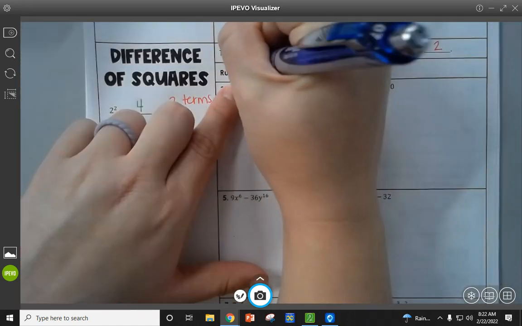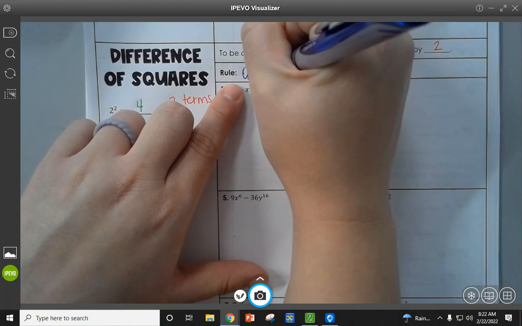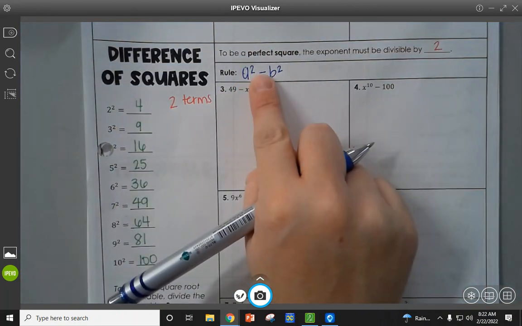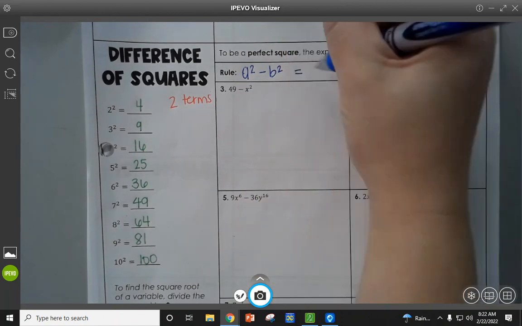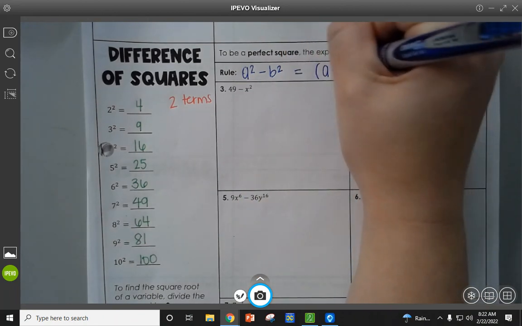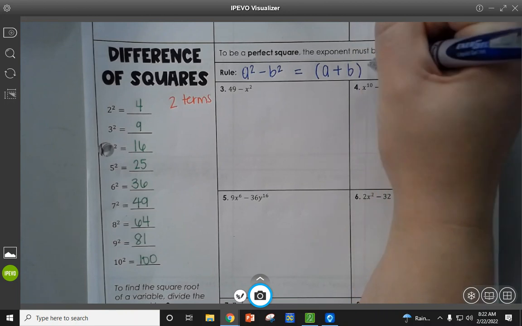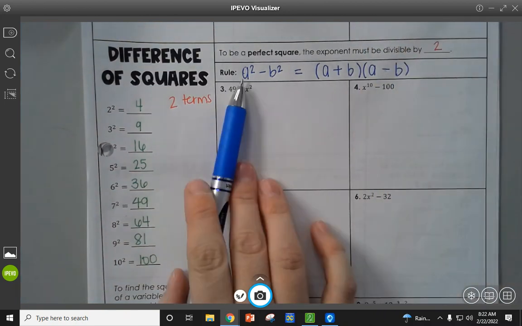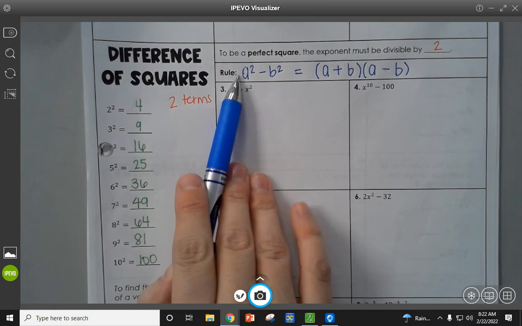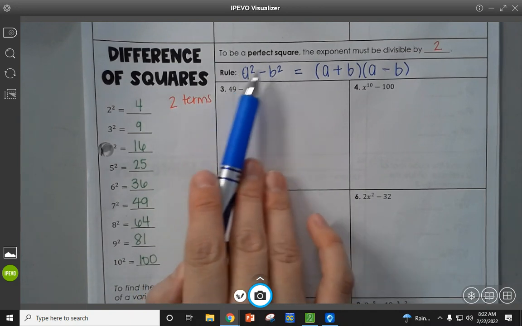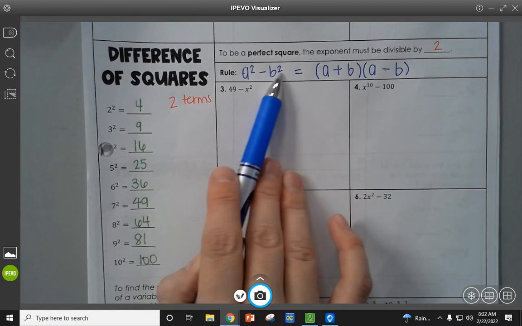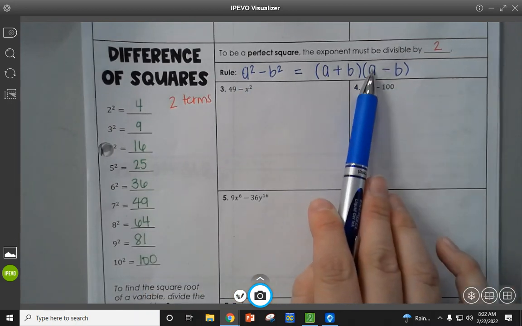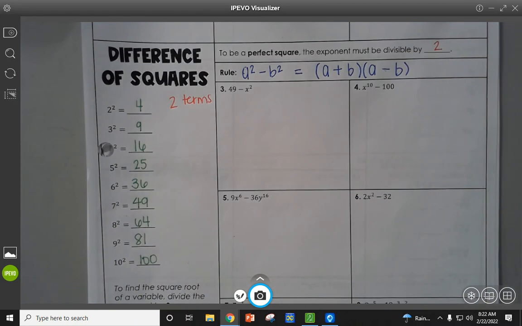Let's say we have a squared minus b squared. So my two perfect squares with a subtraction. It's a plus b, a minus b. So if we take the square root of each side, we get a and b. And then we write a plus b, a minus b.